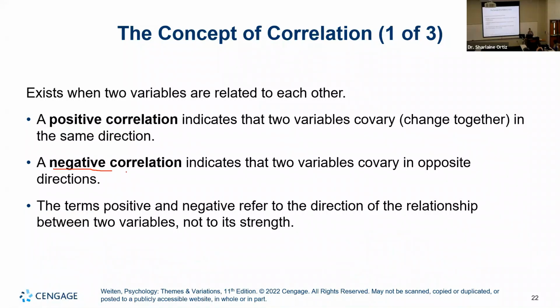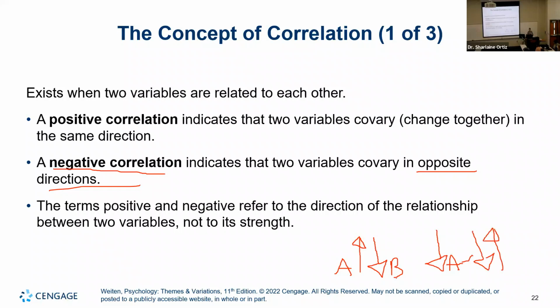So what's a negative correlation? A negative correlation is when the variables go in opposite directions. So if A goes up, it's a negative relationship, which means it's opposite, and B is going to go down. Vice versa. A goes down, then B will go up. So let's give you an example about that.